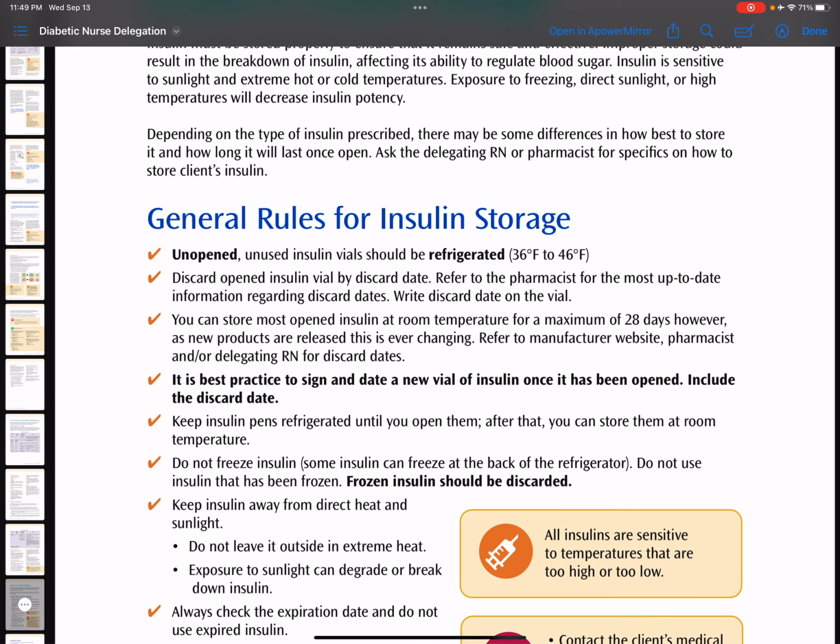Always check the expiration date and do not use expired insulin. And you also need to inspect your insulin before each use. Look for change in color or clarity. Look for clumps, solid white particles, or crystals in the bottle or pen. Insulin that's clear should always be clear and never look cloudy.